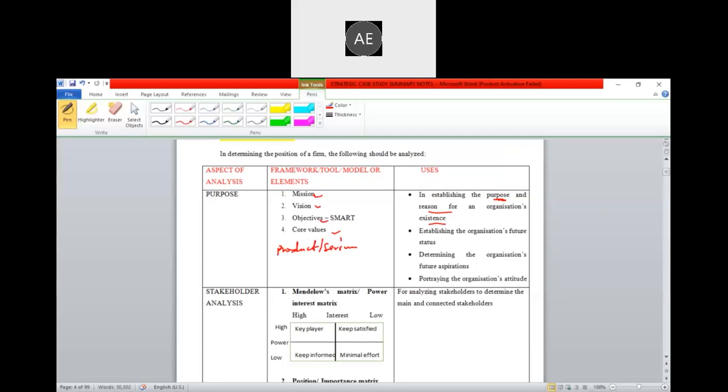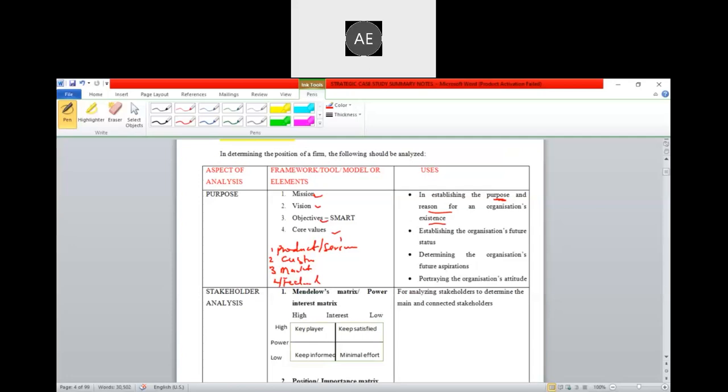Okay, and then it also talks about the customer, also the market, the technology used by that organization. So these are some of the elements that must be incorporated in the mission of an organization.